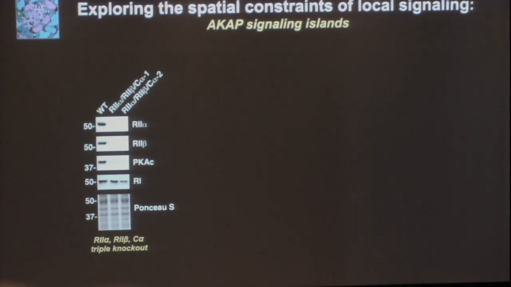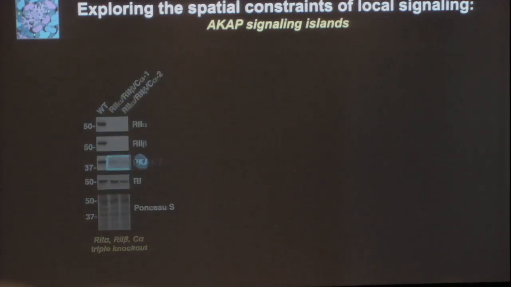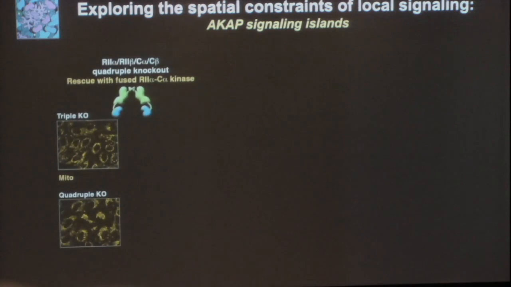Now, the reason that we had to do that was that when we tried to do a quadruple knockout, we were never able to get any cells. We did this in several different cell backgrounds. And what we believe is happening is that this C-beta isoform, which represents approximately 10% of the kinase, was keeping the cells alive. So we were able to take advantage of this by knocking into this locus with a fused form of the kinase where the regulatory and the catalytic subunits were in one polypeptide chain.